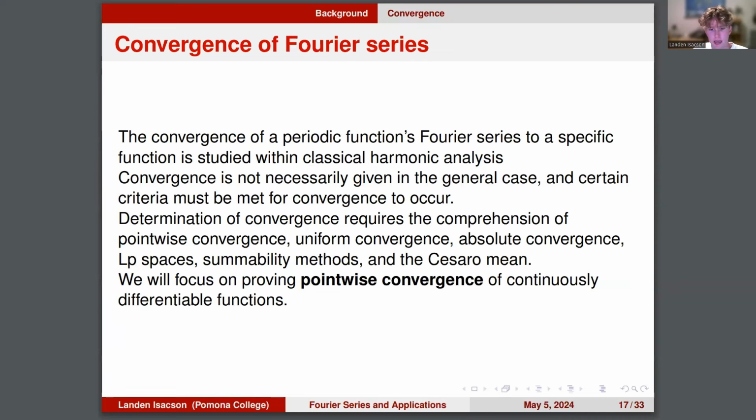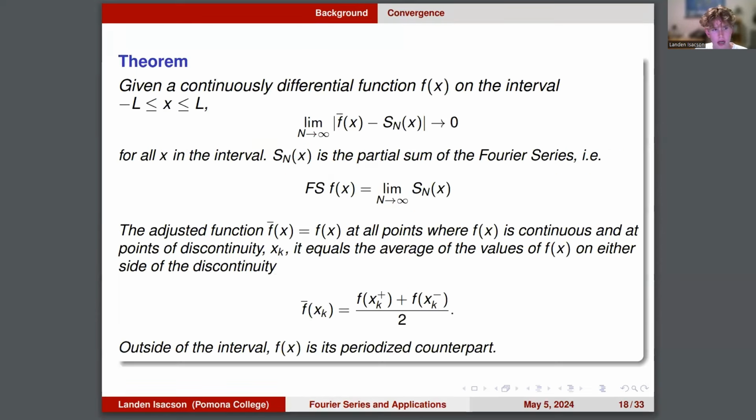And this essentially works by looking at individual points and how they converge towards the original function. All right, so let's start with a theorem. In essence, this states that for a continuously differentiable function f of x defined on the interval negative L to L, the partial sums of its Fourier series s sub n of x converges pointwise to f of x.